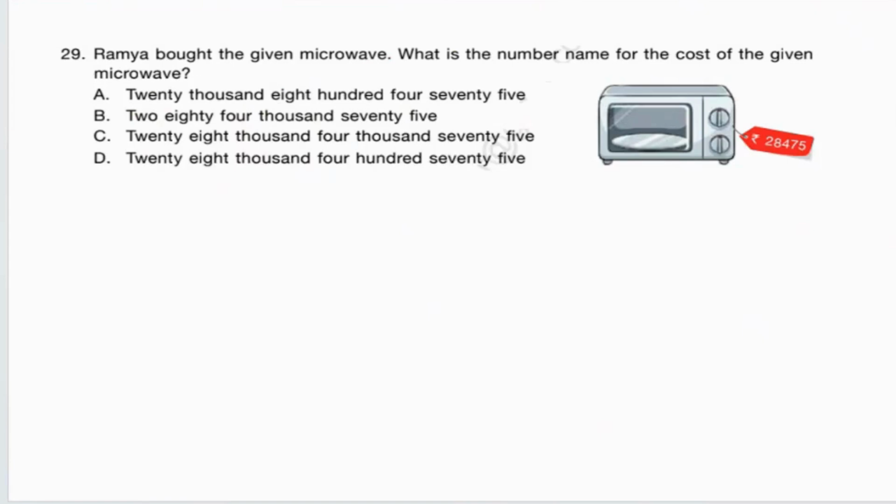29. Ramya bought the given microwave. This is my microwave. What is the number name? That is 28,475 rupees, right? They are talking about the number names only. So if I say ones place, 8,475. That is ones place, tens place, hundreds place, thousands place, and ten thousands place. So 28,475. Where can I get my answer? 28,475. D will be my answer.